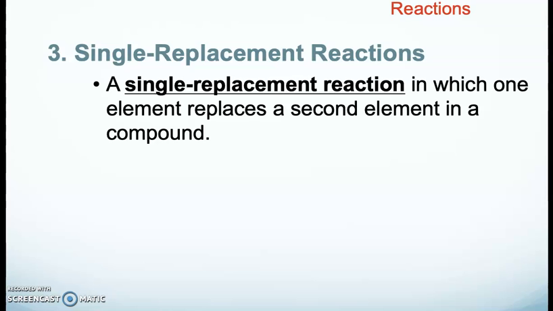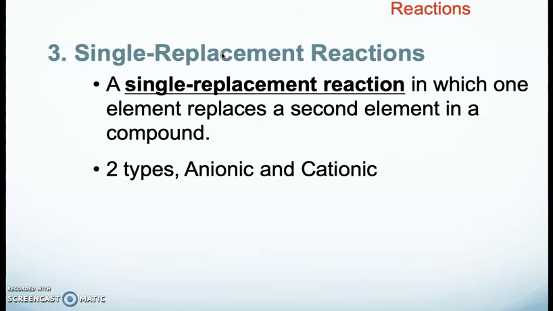So this here is called a single replacement reaction. A single replacement reaction is a reaction in which one element replaces a second element in a compound. So from the name, single replacement, there's going to be one element being replaced. Now, there's two subcategories to this type of reaction, and we're going to look at them one at a time. There's one called an anionic, where a nonmetal displaces a nonmetal, and there's a cationic, where a cation displaces a cation, or a metal displaces a metal.